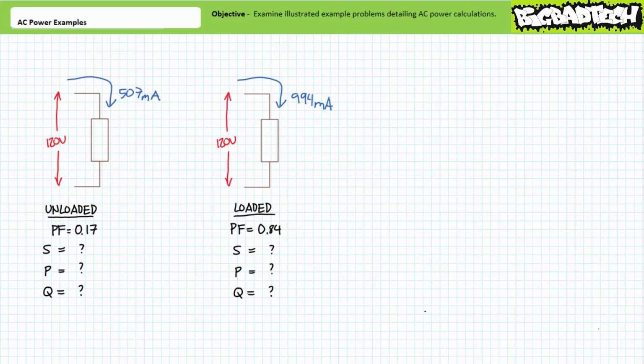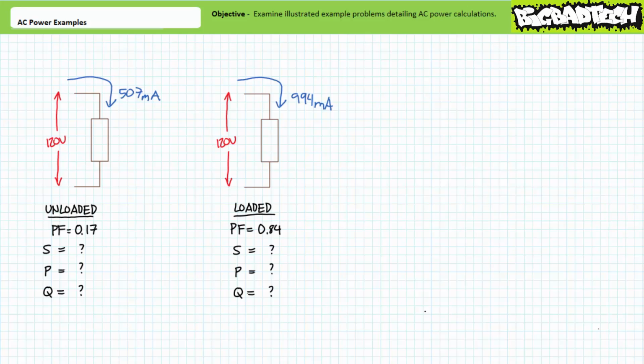Long story short, when the motor is unloaded and just free spinning, not a lot of real work is being done. This is evident by the very poor power factor of 0.17. Really, the only thing the 507 milliamperes of current drawn from the power supply in the unloaded condition is doing is establishing a magnetic field and maybe accounting for a tiny amount of real power lost due to heat or friction.